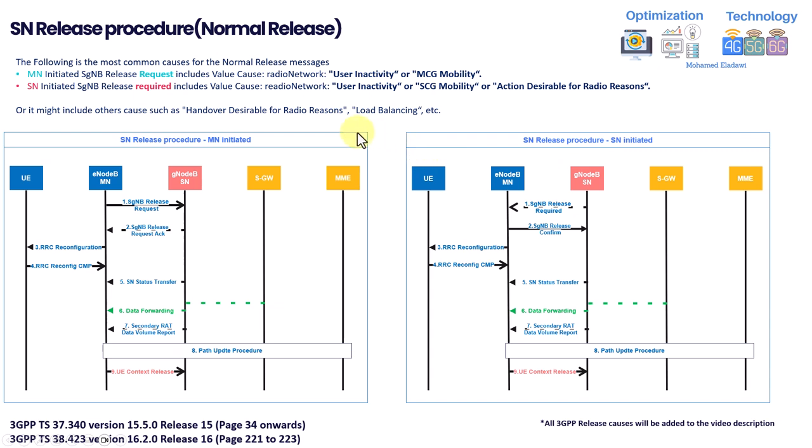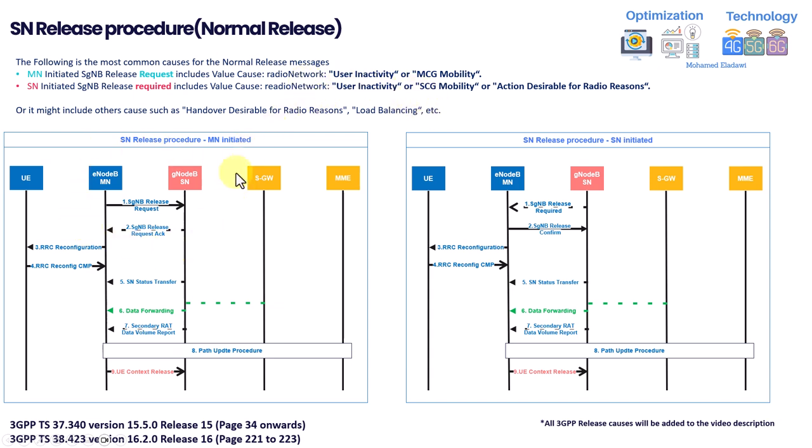In general, we have many causes of the normal release. I have listed here the most common ones, which you will usually see. And also, if you would like to go through the details, I will add a link in the description with the Excel file exported from 3GPP, which shows all the radio network normal and abnormal releases with their description.